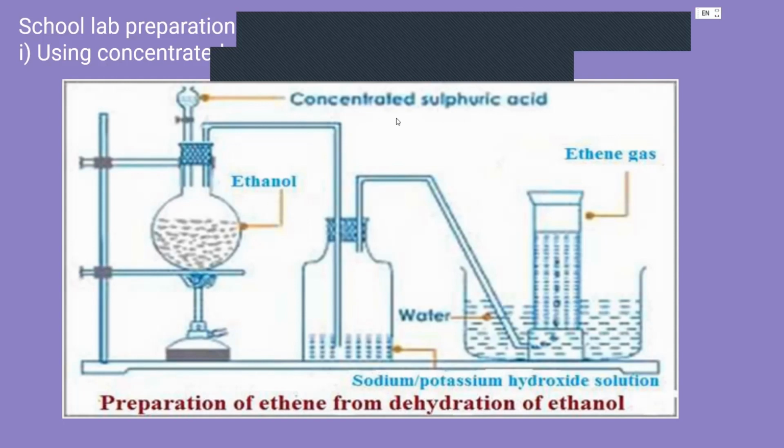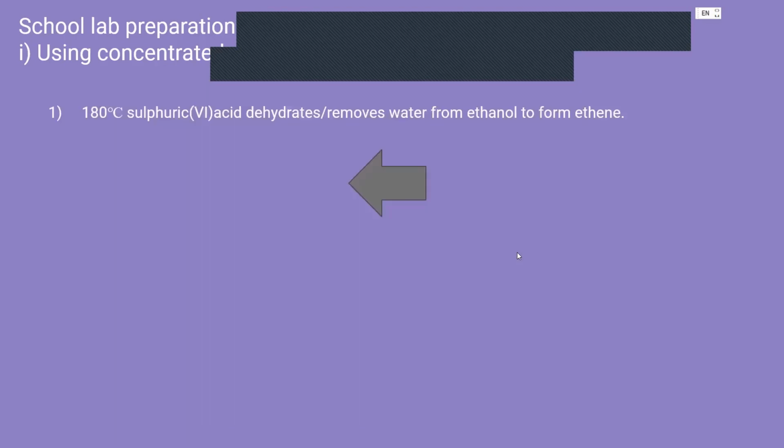Because when concentrated sulfuric acid is added to ethanol, it doesn't just produce ethene, it produces some other molecules as well. So the sodium and potassium hydroxide will remove the other molecules from the gases here, and it will leave only ethene to travel through to the end, and then we will get pure ethene gas. So step one, we add concentrated sulfuric acid to ethanol to form ethene.